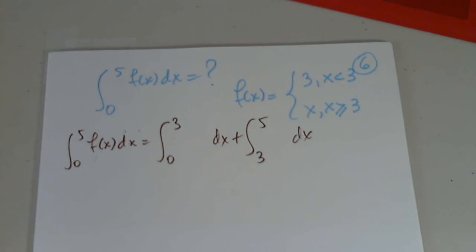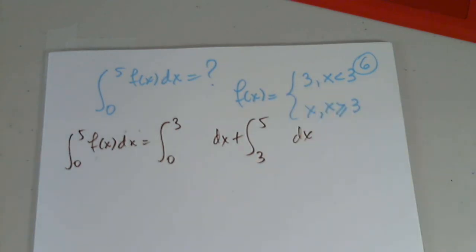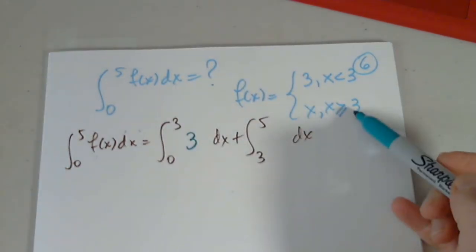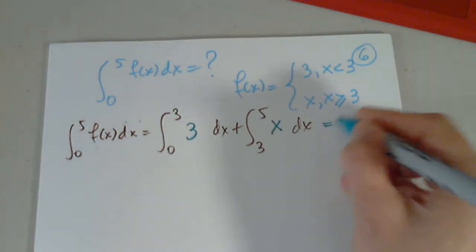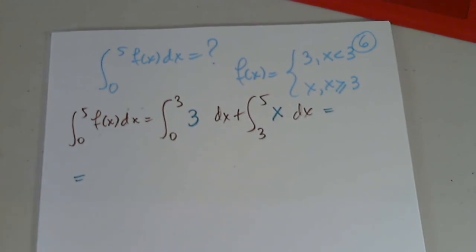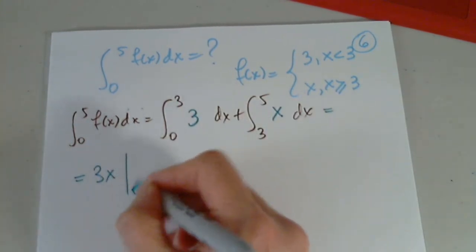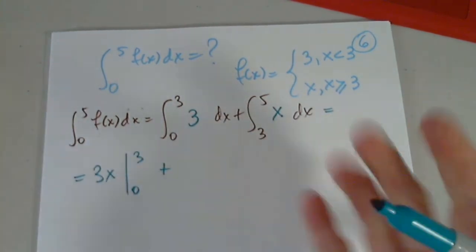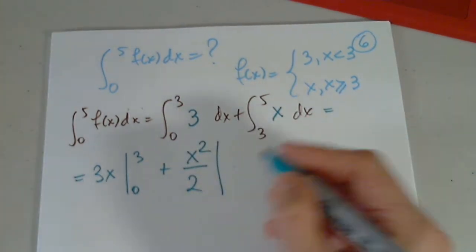Which function for each? Less than 3 must be from 3, and greater than or equal to 3 must be from x. We know how to calculate definite integrals. Which function has derivative 3? Well, it must be 3x from 0 to 3, plus. Which function has derivative x? Well, it's x squared divided by 2 from 3 to 5.